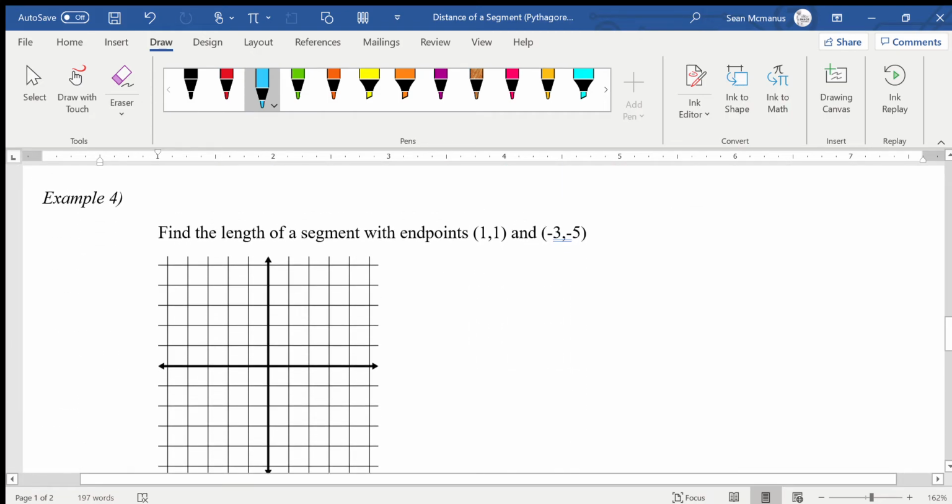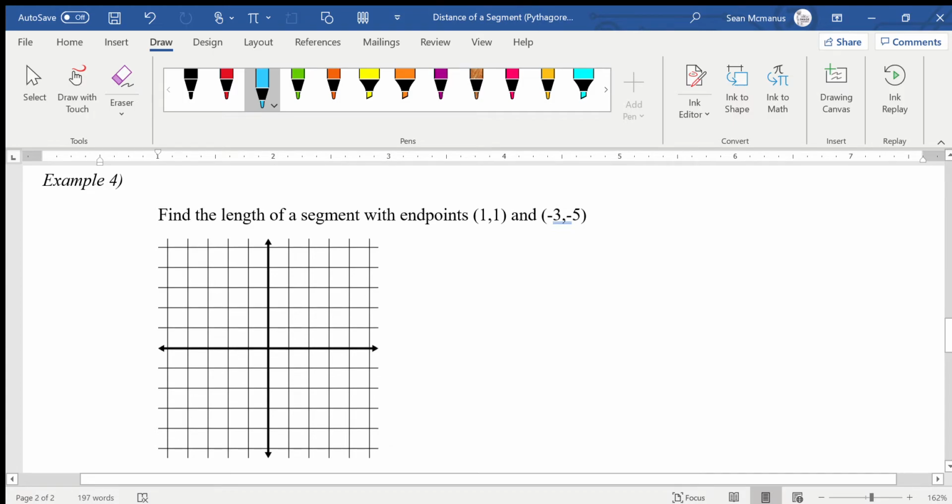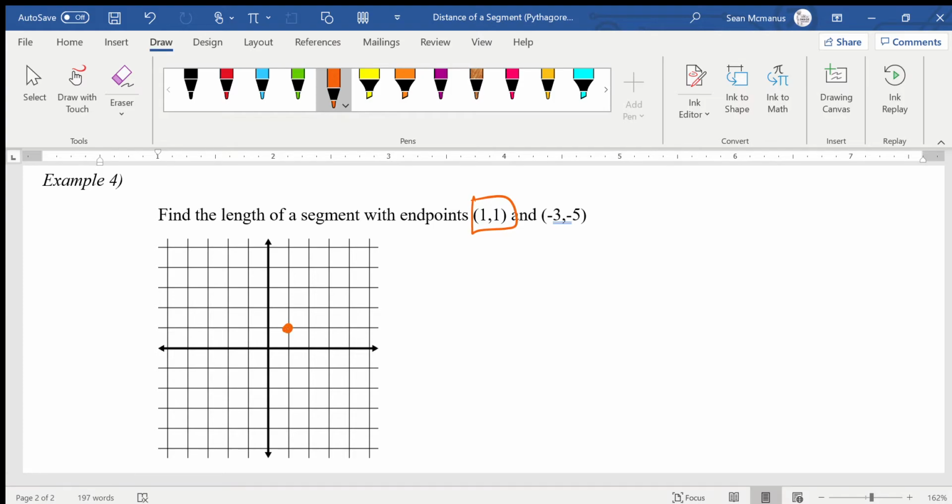All right, so example 4, find the length of a segment with endpoints at 1, 1, and -3, -5. So I graph those and find the length of those right there. So we're really going to do something similar to what we did last time. We're going to make our triangle. That would be A, that would be B, that would be C.